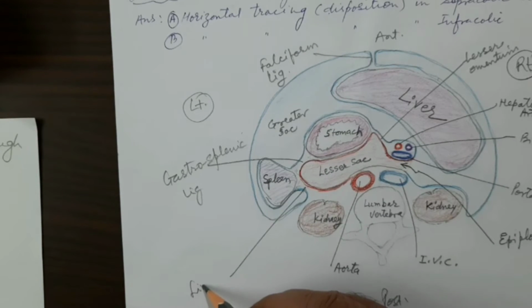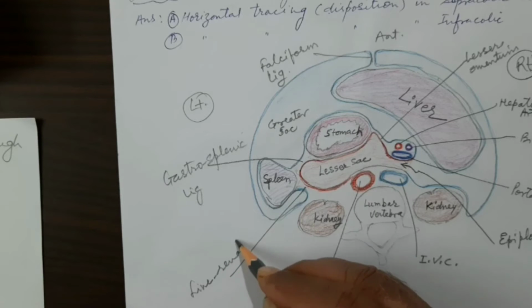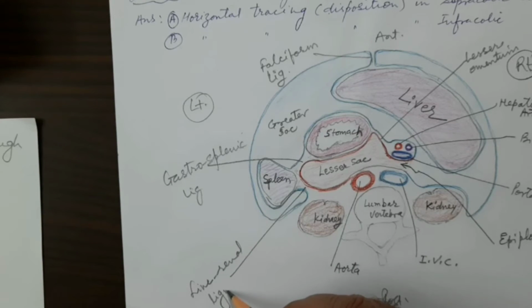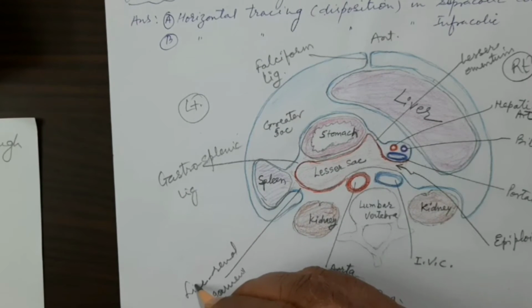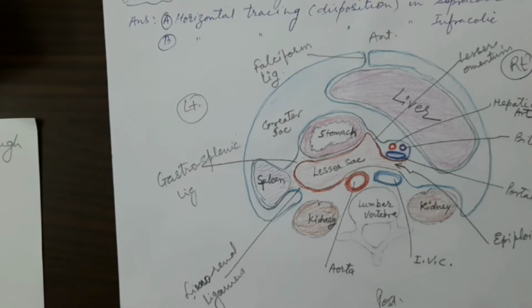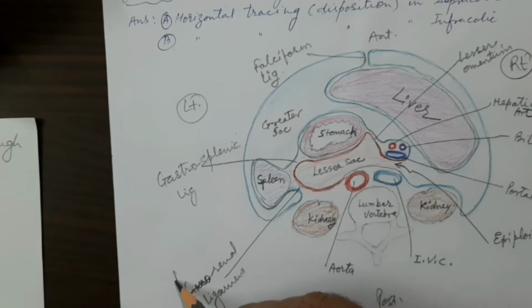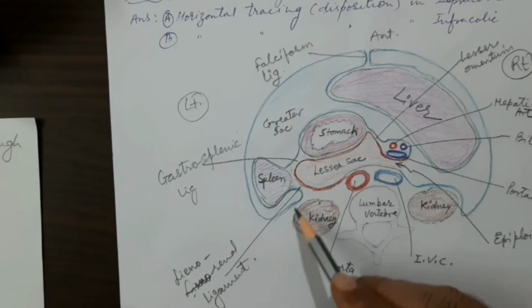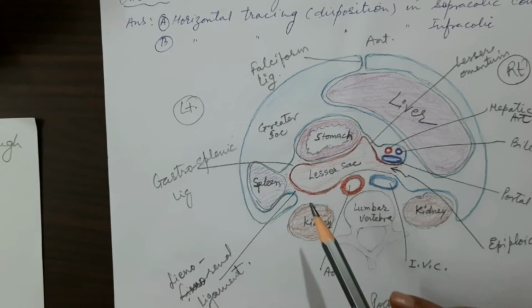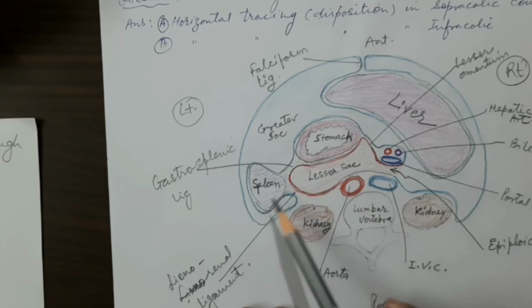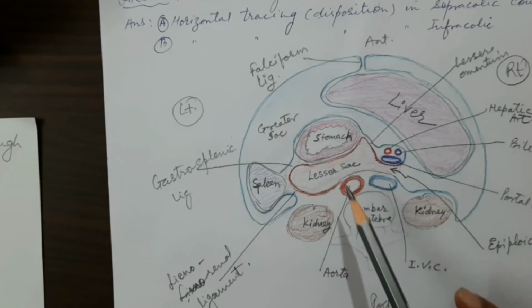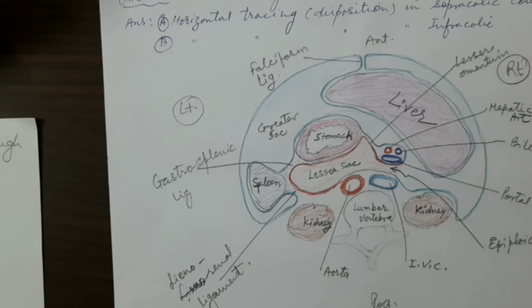and this is called the lieno-renal ligament. I think the spelling may be wrong, so you check this spelling; I think it is L-I-E-N-O. Lieno-renal ligament. So this is the lieno-renal ligament, and the artery will also be passing through it to supply the spleen, a branch of the splenic artery.